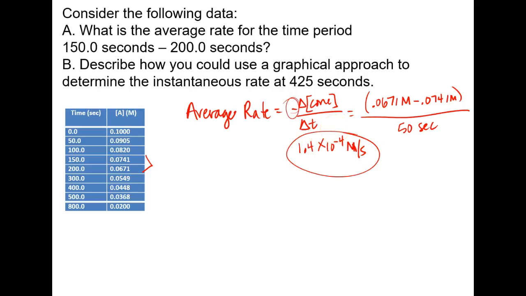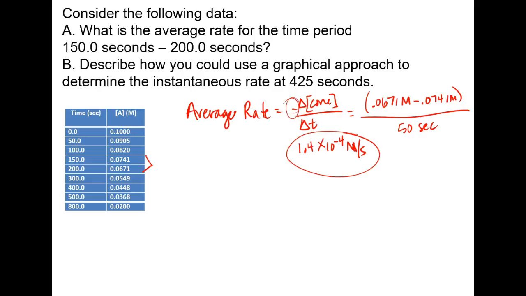B, describe how you could use a graphical approach to determine the instantaneous rate at 425 seconds. So as we described earlier, you would want to plot a graph of concentration versus time, and then draw your curve representing how concentration changes with time. Draw a tangent to that curve at 425 seconds, and then the slope of that line would equal the instantaneous rate. So that's how you would do it.